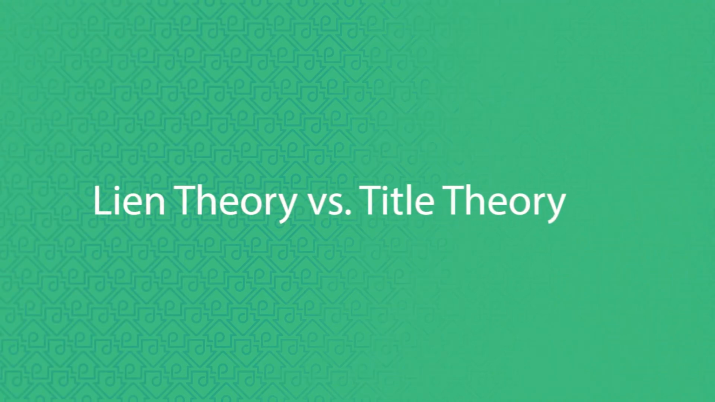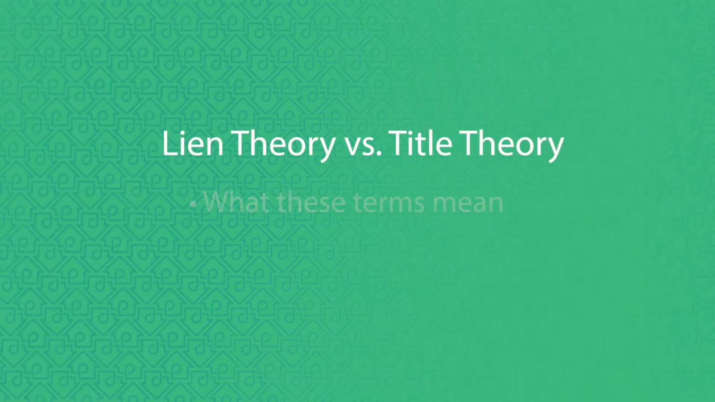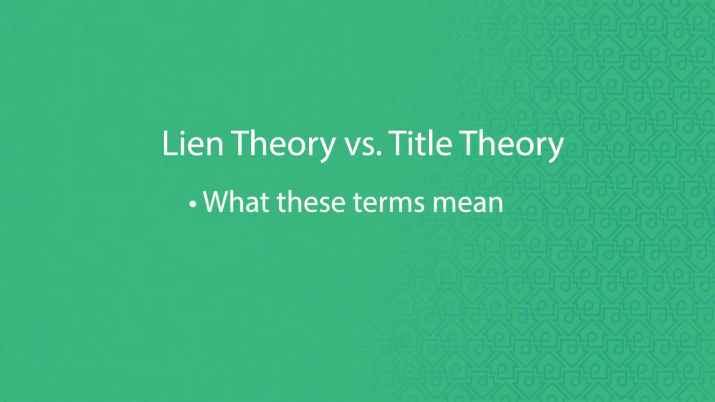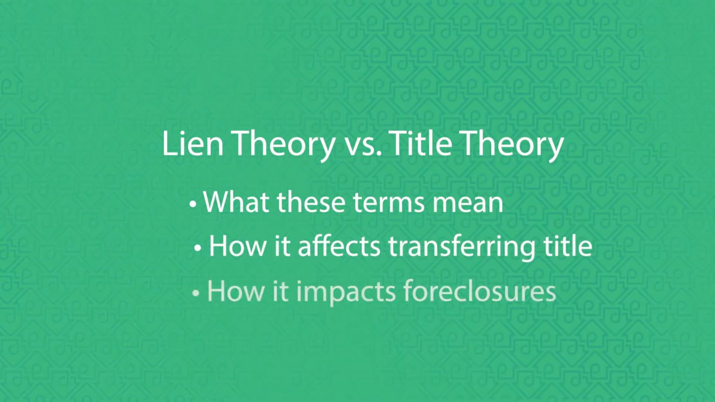Lien versus title theory. How does it impact homebuyers and homeowners? Have you ever noticed that in some states a court proceeding is required to foreclose on a property, but in others it's not? Or that the documents related to buying a home are called different things, like a deed of trust versus a mortgage? The reason for this depends on whether you live in a lien theory or title theory state. In this video, we'll discuss what each of these terms mean, how it affects the process of transferring title to property, and how it impacts foreclosures.